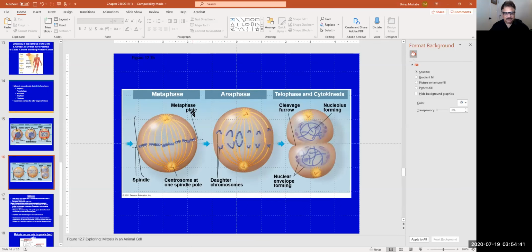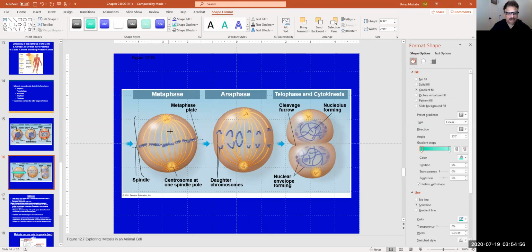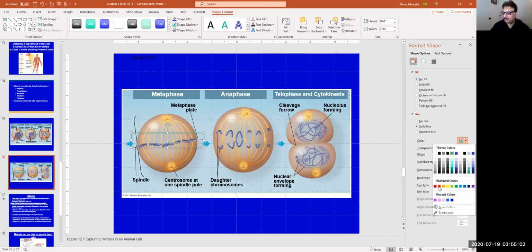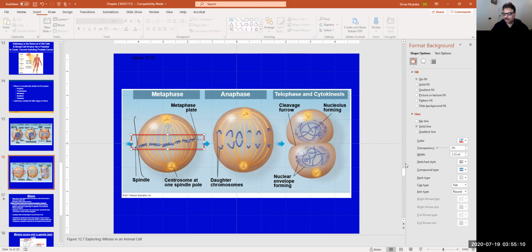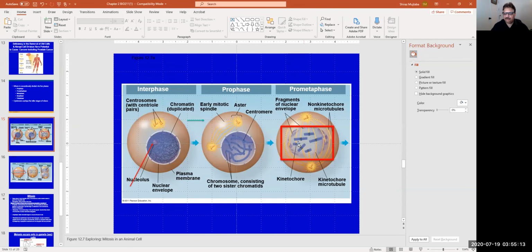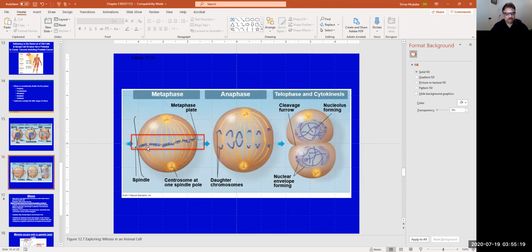From pro-metaphase, cells enter into metaphase. And what happens in metaphase? In metaphase, the chromosomes align themselves in a plate, and this plate is called the metaphasic plate. You see here, if you compare to prometaphase, the chromosomes are disorganized. They're attached, but they're disorganized, haphazard. But when you go to metaphase, the chromosomes are arranged in one line, and this is called the metaphasic plate.